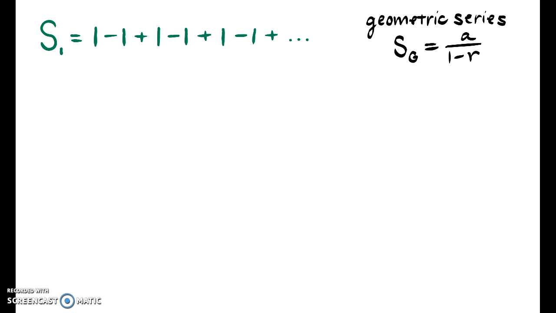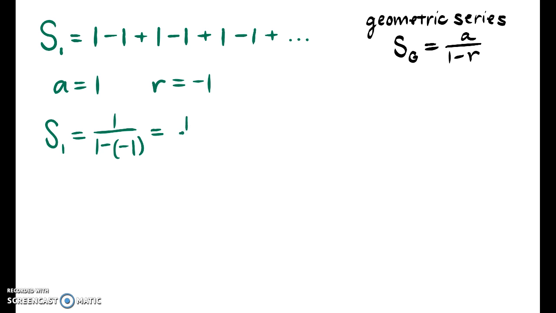Now, let's see if we can apply it to S1. So for S1, we find that a is equal to 1, which is the first term, and r, the ratio between terms, is equal to negative 1. Since from 1 to negative 1, we multiply by negative 1, from negative 1 to 1, we multiply by negative 1, and so on. So we can conclude, therefore, that S1 must be equal to a, 1, over 1 minus r, so 1 minus negative 1. And we can simplify that to become 1 over 2. So we find that S1 is equal to 1 over 2.